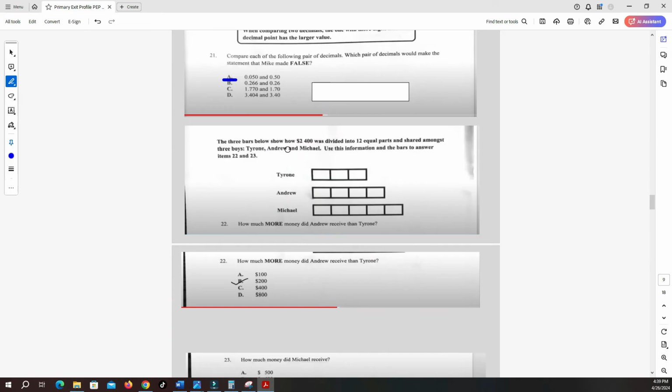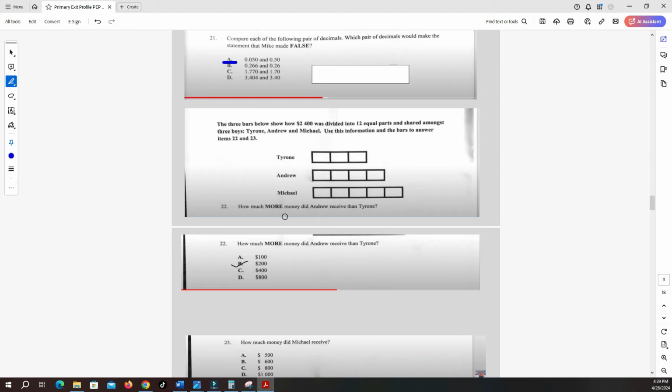Alright, so the 3 bars below show how 2,400 was divided into 12 equal parts and shared amongst 3 boys, Tyrone, Andrew, and Michael. Use the information and the bars to answer 22 and 23. How much more did Andrew receive than Tyrone? It says 2,400 was divided into 12 equal parts. So that would be 2 parts each.